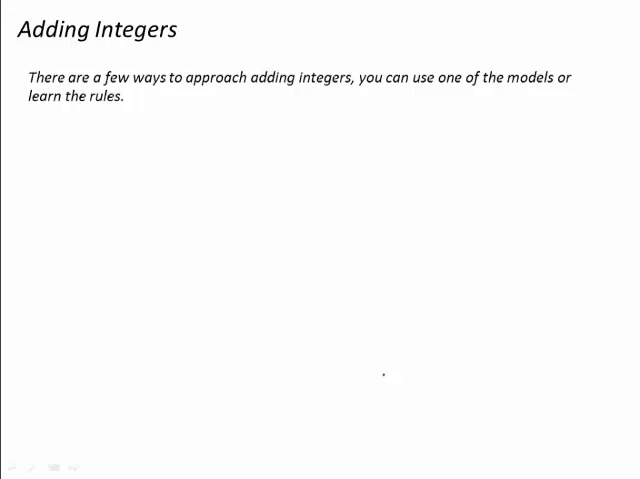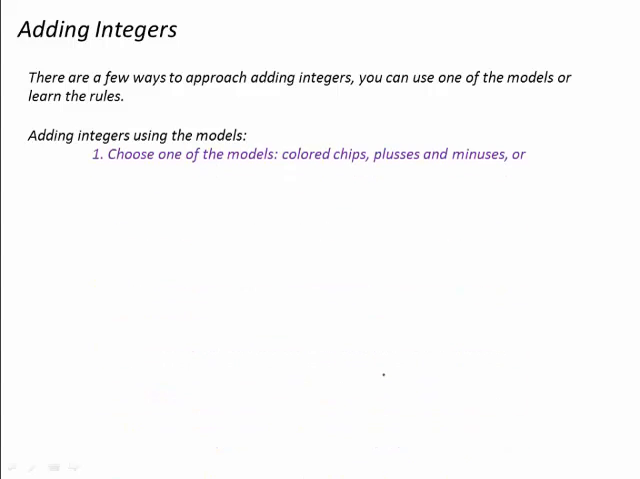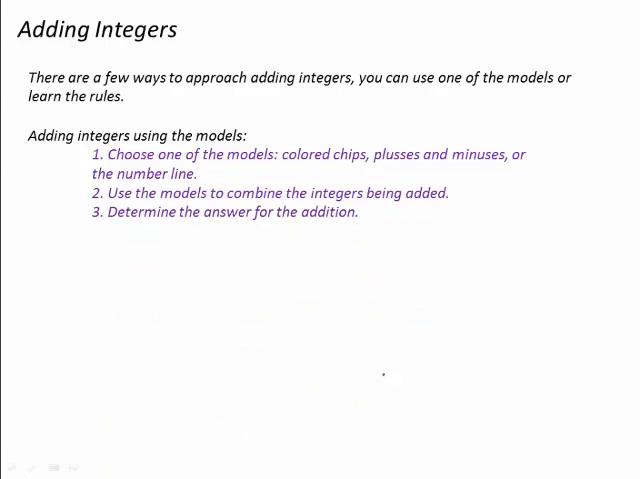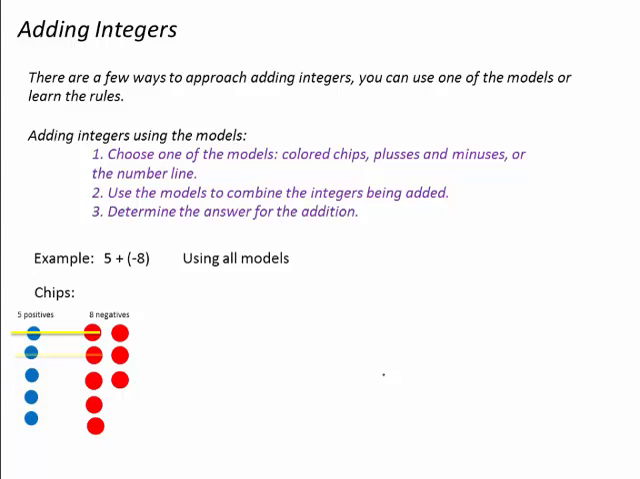So when we add integers, we can use the models that we just did. I can choose any one of the models, colored chips, pluses and minuses, or the number line, and I can use them to combine the integers being added, and that will help me to determine the answer. So I'm going to do 5 and -8 using all of the models. So first I have the chips. I'll have 5 positives and 8 negatives. Then I will cancel 1 positive and 1 negative, leaving me with 3 negatives.